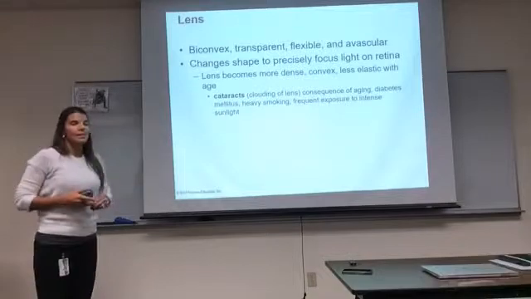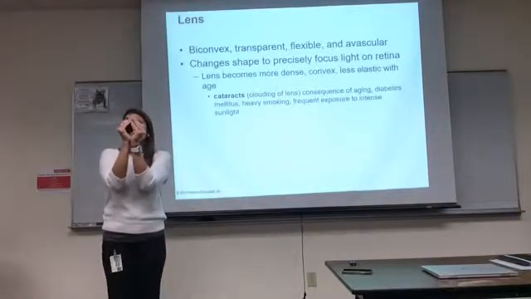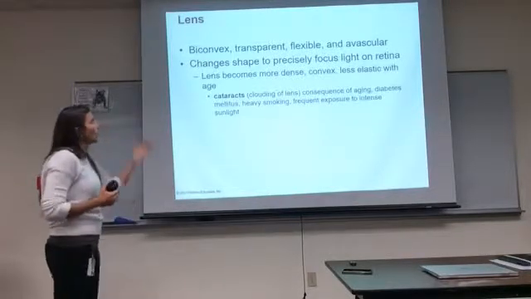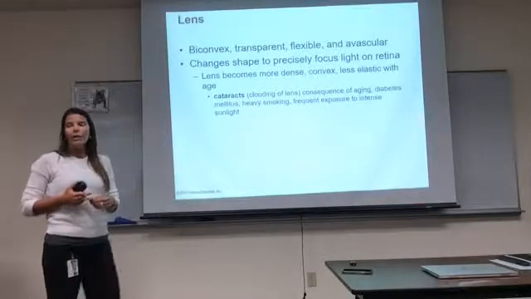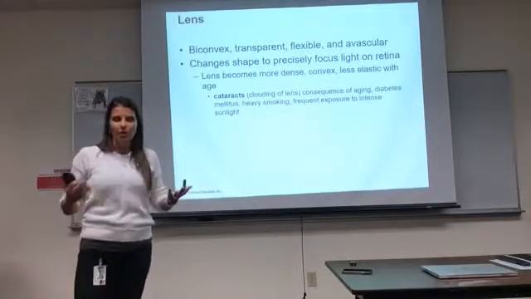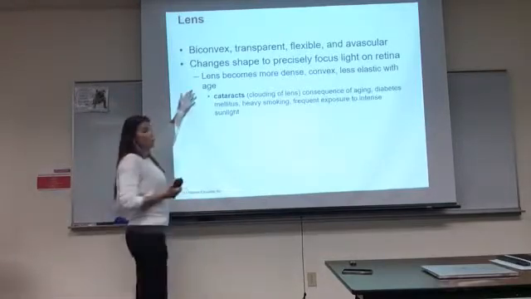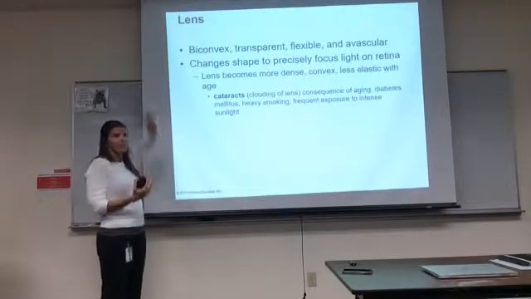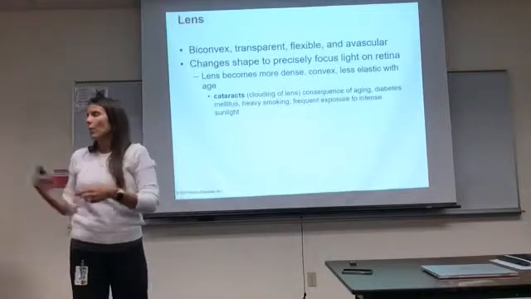Yes, the lens. Your lens is biconvex, which means it goes like this. Okay, biconvex. So your lens is shaped like that. It's transparent, it's flexible, and it's avascular. Avascular: A tells you it's lacking, and vascular tells you it's blood vessels. So it's lacking blood vessels. It changes shape because of these suspensory ligaments that allow you to accommodate and to focus on things. And we're going to talk about that in physiology.